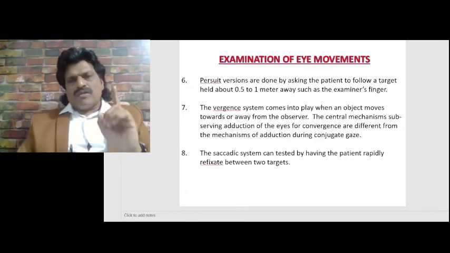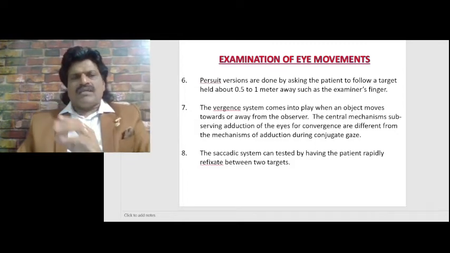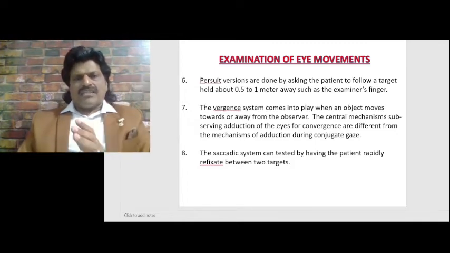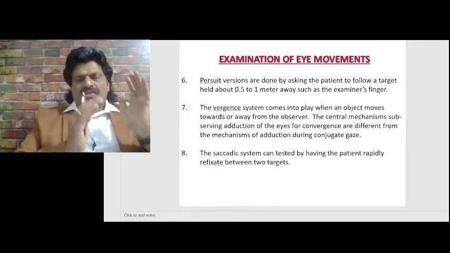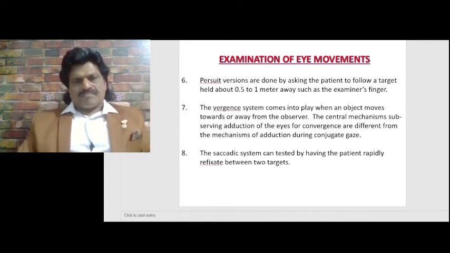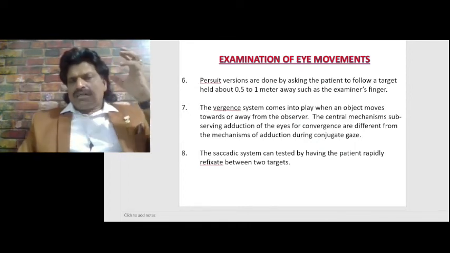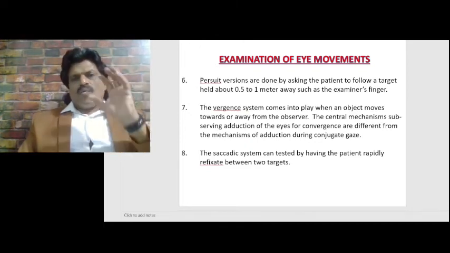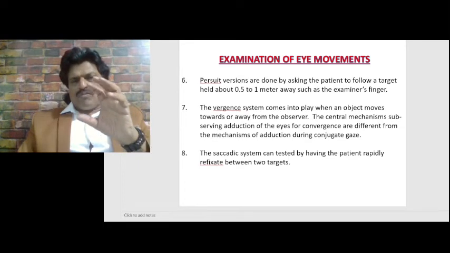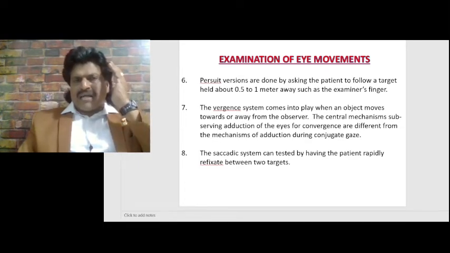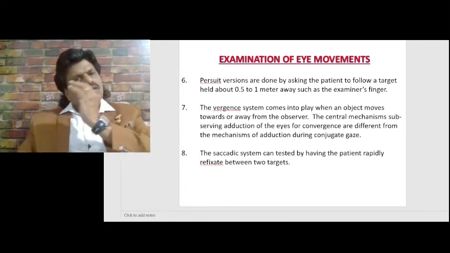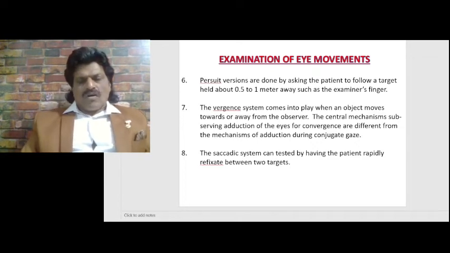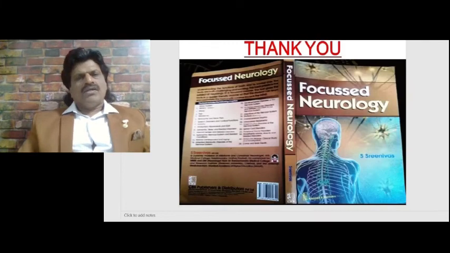So the saccadic system is a fast movement, whereas pursuit movement is a slow following movement. For pursuit movement to be initiated, the stimulus is a moving object. For the saccadic system, it is a fast, rapid refixation between the two targets. Pursuit movements usually originate from the parieto-occipital cortex and go to the PPRF on the same side, whereas the saccadic movements are initiated from the frontal eye fields area number 8 on the opposite side and go to the PPRF. So these are all the important eye movements and we need to examine them. These are all the important concepts of examination of eye movements.